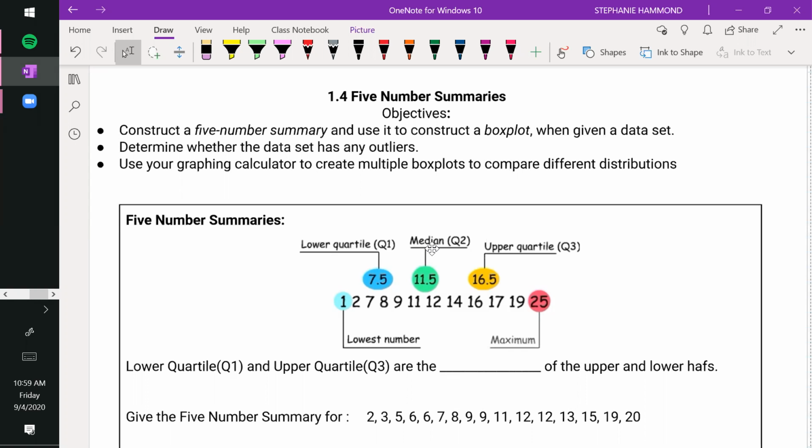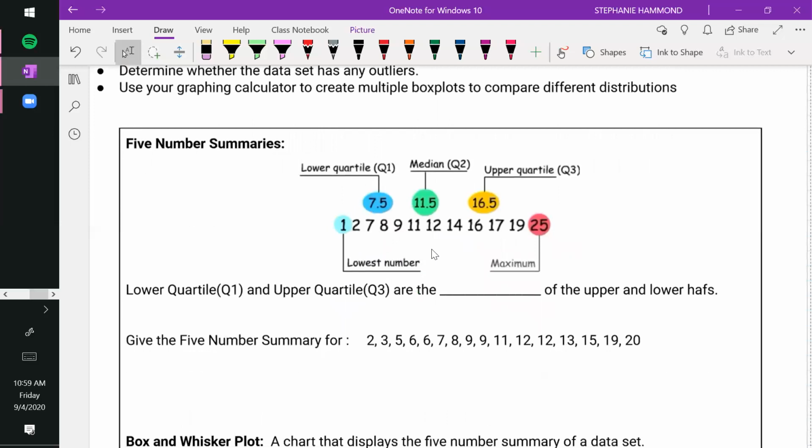All right, so the objectives for this section is that we want to be able to construct what we call a 5-number summary, use it to construct a box plot, which is also called a box and whisker plot, when we're given a set of data, and then determine if we have outliers. Later on in this section, in the first practice, you'll be shown how to use a graphing calculator to make a box plot.